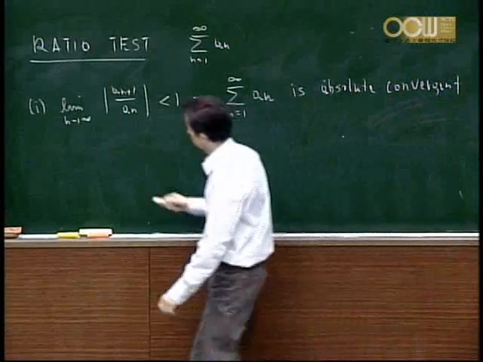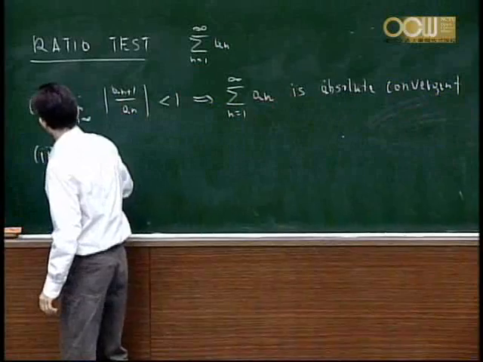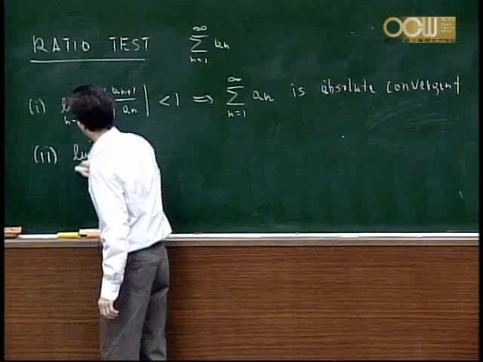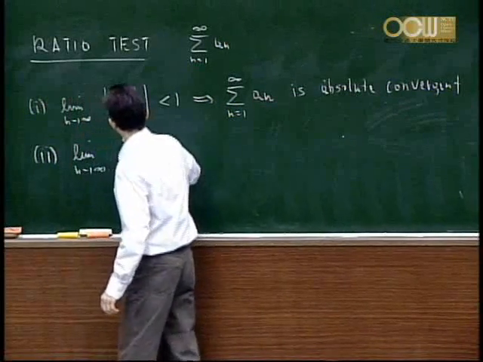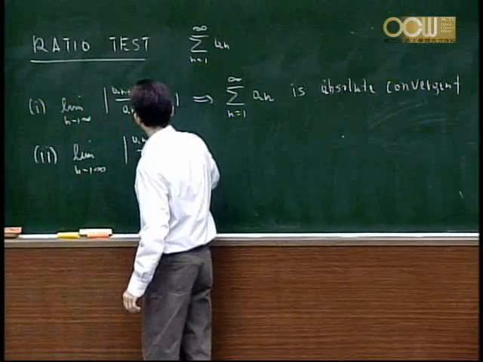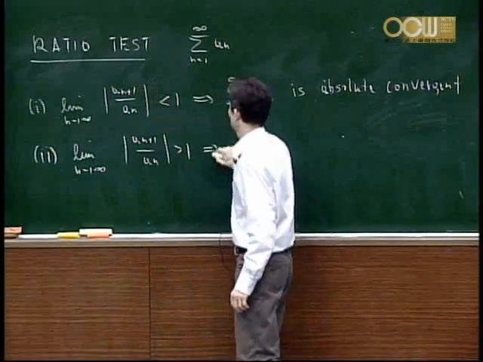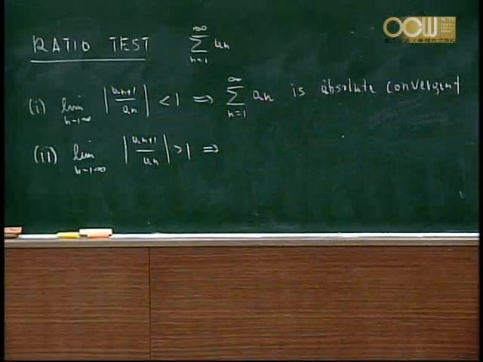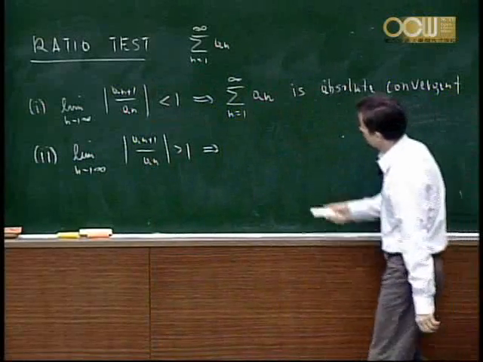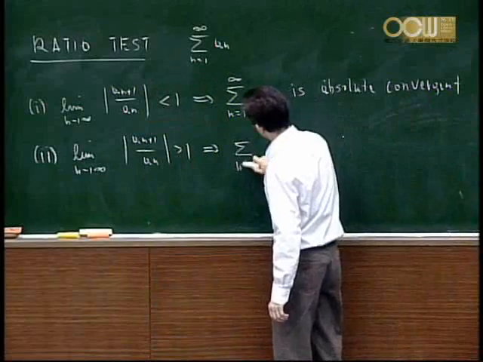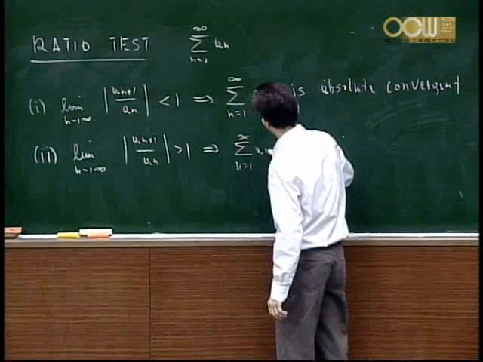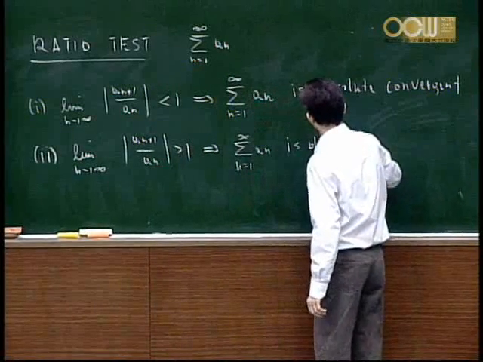Now the second case. If the limit as n tends to infinity of the absolute value of a_{n+1} over a_n is larger than 1. Okay. So in this case, the series is divergent.